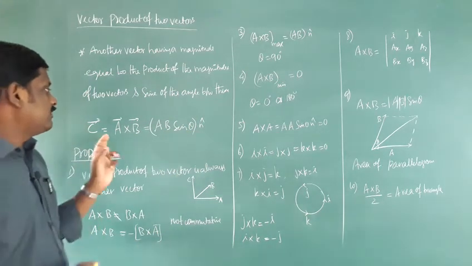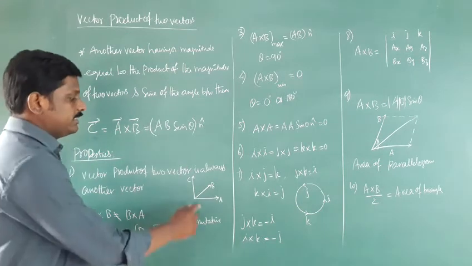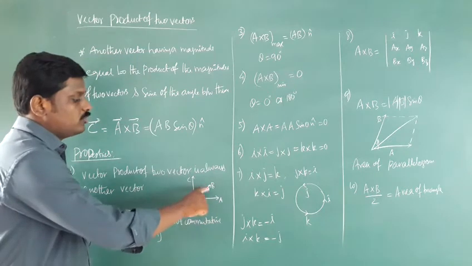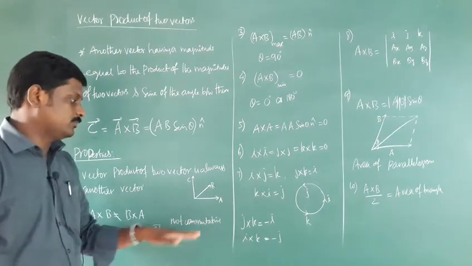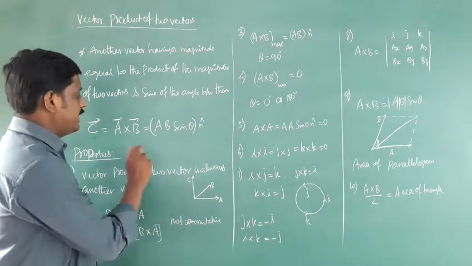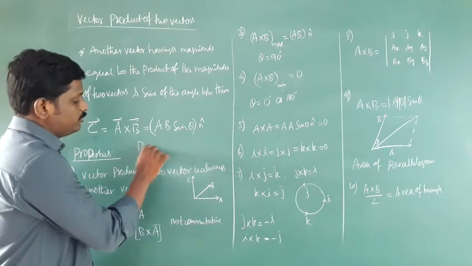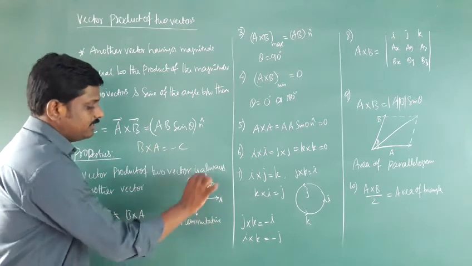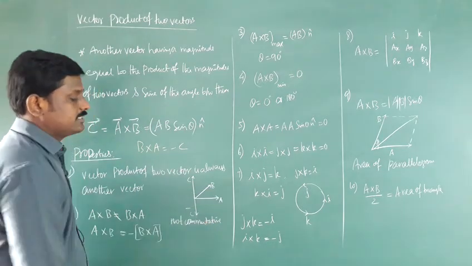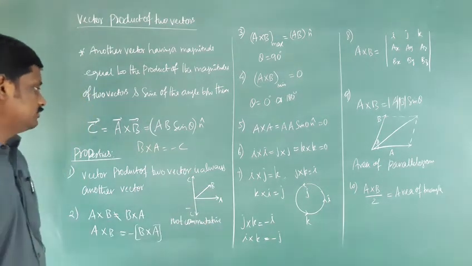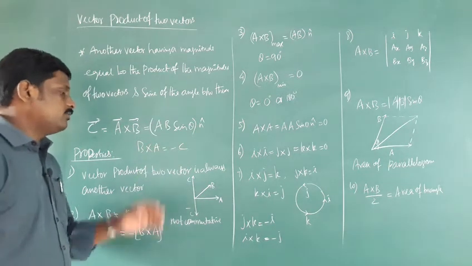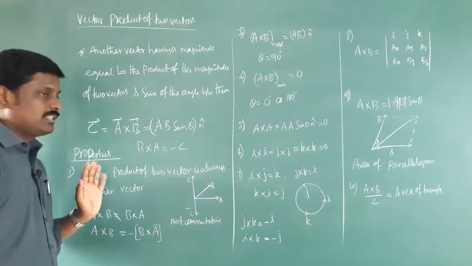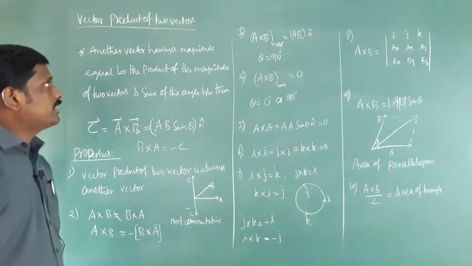A vector and B vector are in a plane, and the resultant vector is perpendicular to both A vector and B vector. If it is A cross B, that is C. If it is B cross A, then B cross A equals minus C, since the direction of the C vector is reversed, downward. So A cross B is not equal to B cross A, that is, it is not commutative. So what are the properties of the vector product of two vectors?